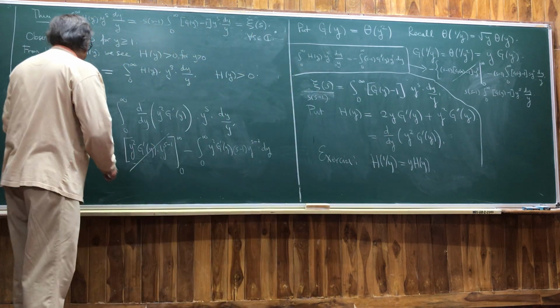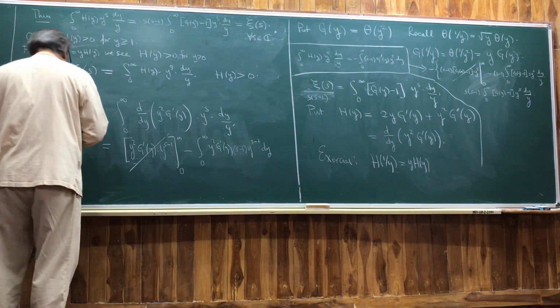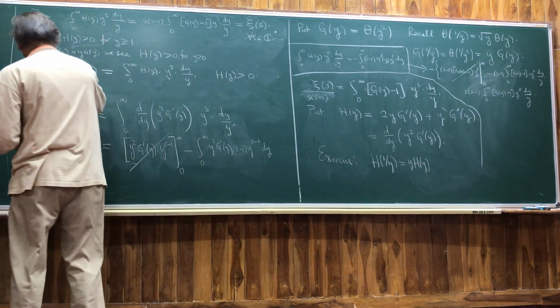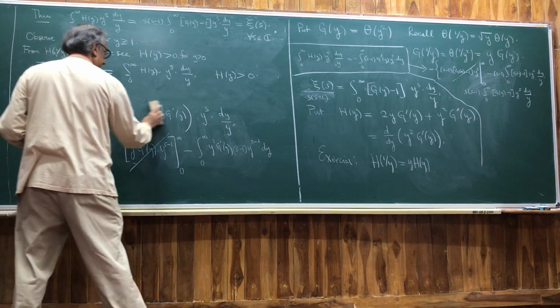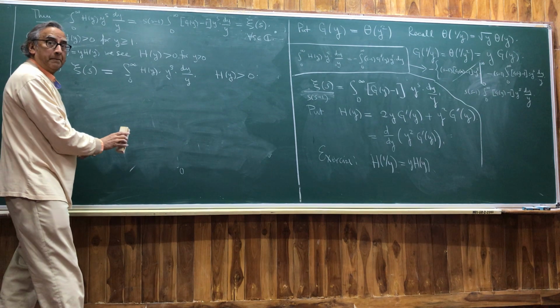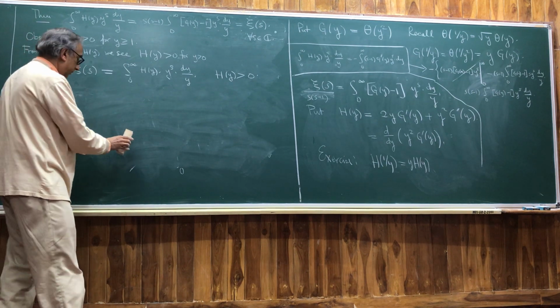Now, let's calculate c of 0. What is c of 0? Is there tea now, or could somebody just check if there is?